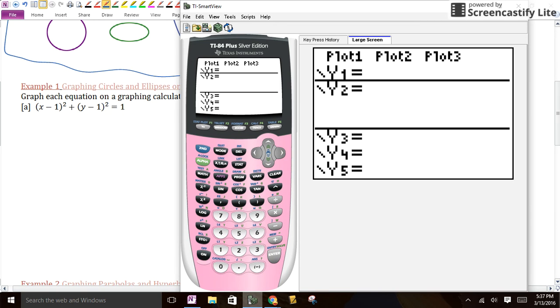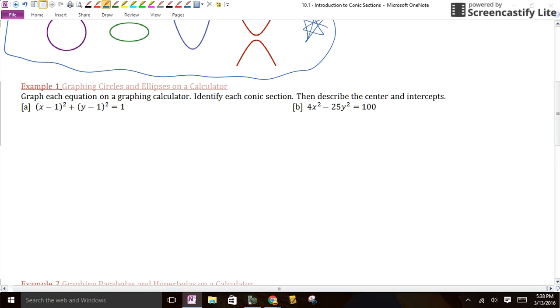So I hit y equals. But oh no, I can't, because the equation has x's and y's. It doesn't say y equals. So we have to fix this up. We're trying to isolate the y. I'm going to start off by moving this whole chunk that was added on to the other side. And what am I left with? I'm left with y minus 1 squared on this side equals 1 minus x minus 1 squared on the other side.